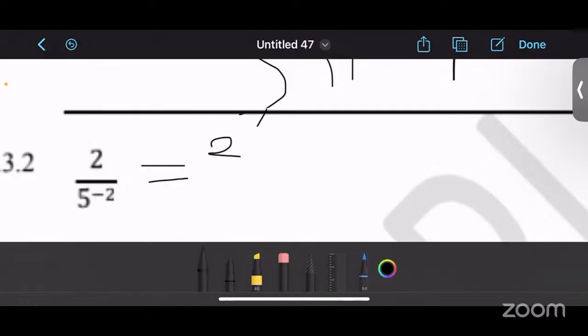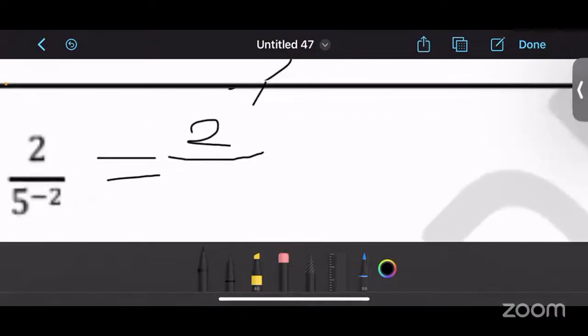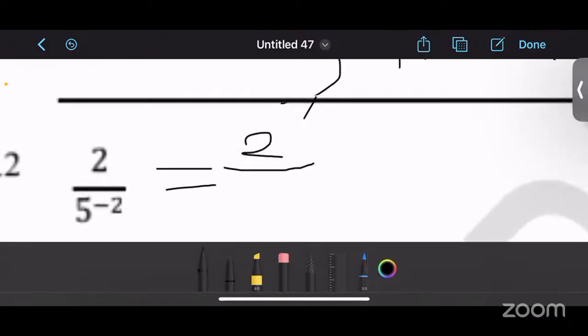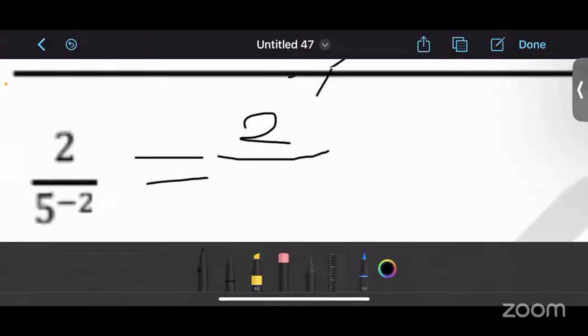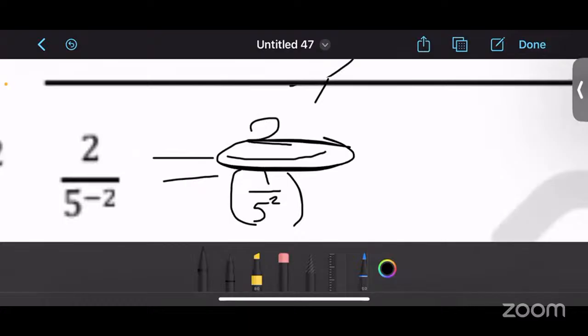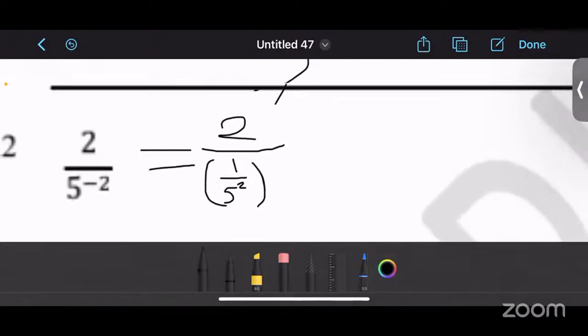Okay, guys, this is what's going to happen. It's going to be 2 divided by. I said if we want to change the exponent from negative to positive, we're going to say 1 over the whole thing. Now the exponent will become positive, right? So it's going to be 1 over 5 to the power of 2. I'm going to put this in brackets simply because I already have divided by here and I don't want to confuse myself, okay?